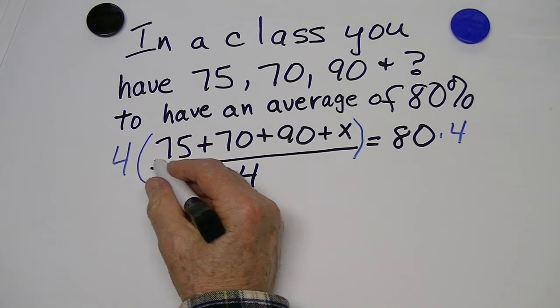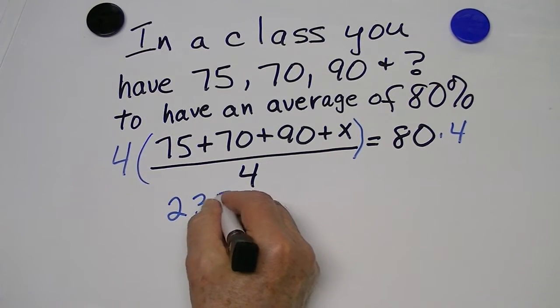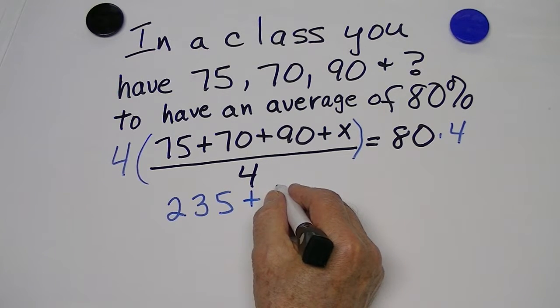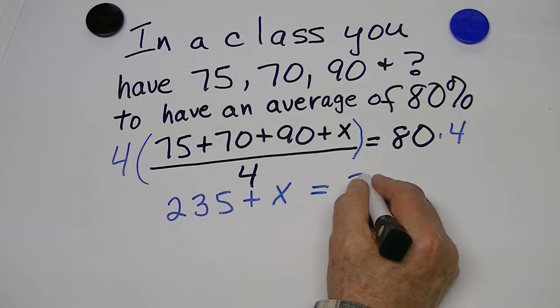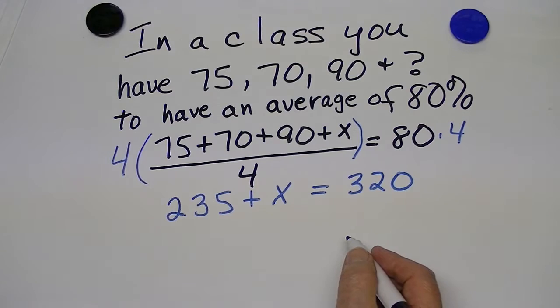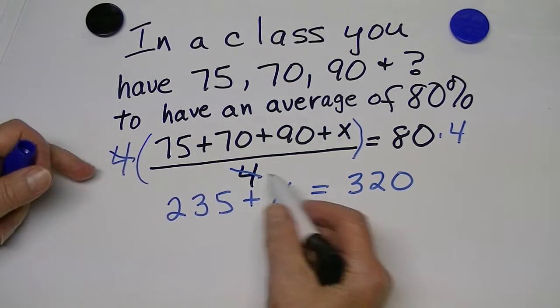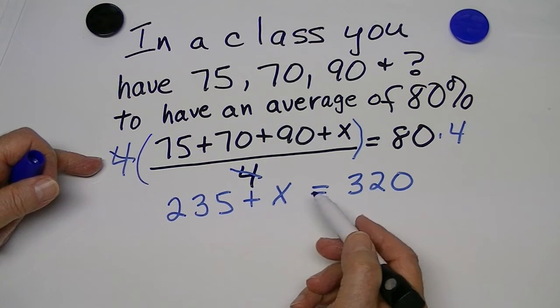Now when you add these up, you get 235 plus x equals 320. Keep in mind that these then canceled out. Adding these three scores together, and now how do you solve it?